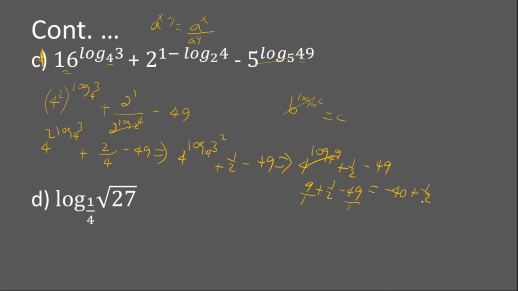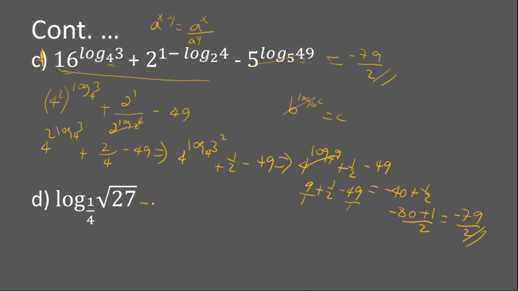We can simplify minus 40 plus 1 over 2, multiplied by 2, minus 80 plus 1 over 2, which is equivalent to minus 79 over 2. The simplified form of this statement is, finally, negative 79 over 2. Okay, let's continue this one.